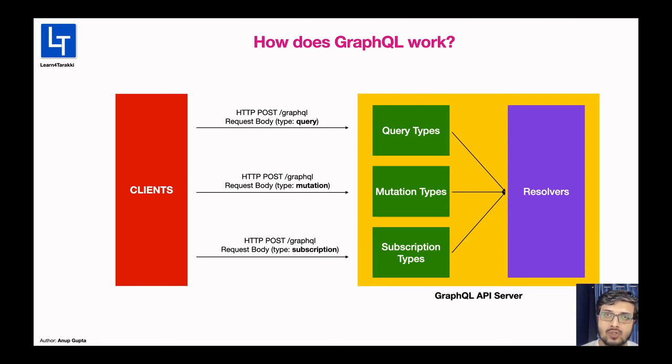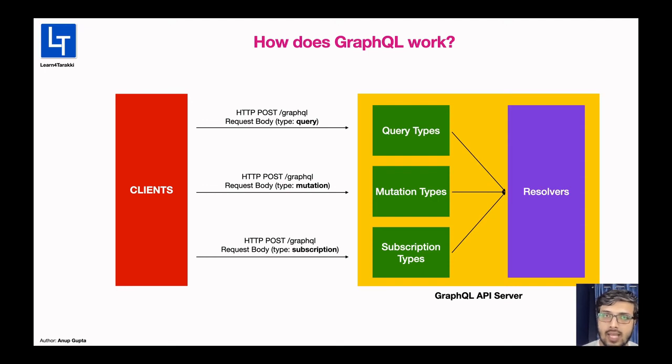GraphQL has a strong type system. While creating a GraphQL service or API in any language, you need to define the types first. You need to say in the code that these are the types for query, these are the types for mutation, and these are the types for subscription, right? And you have to map a resolver, basically a function handler, to the types. In the case of a REST API, these handlers are known as controllers. But in the GraphQL world, these handlers are known as resolvers.